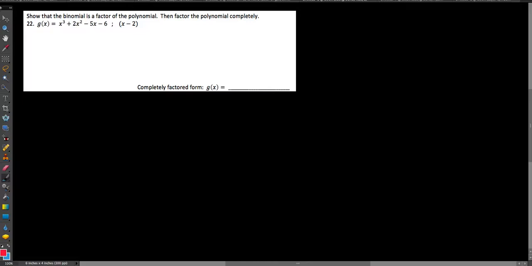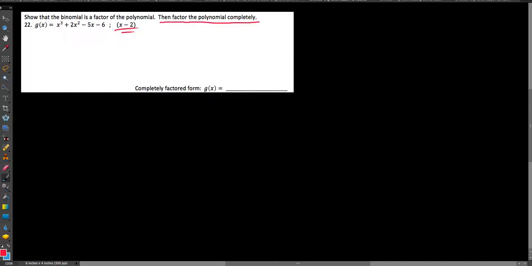And so what we're going to do in this particular instance is use division to our advantage, and specifically our factor theorems, which we're going to mention here in just a moment. But it says show that the binomial is a factor of this polynomial, then factor the polynomial completely, which is our task here. We want to factor this completely. But what I've done is I've given you a binomial to begin with that is a factor of this thing.